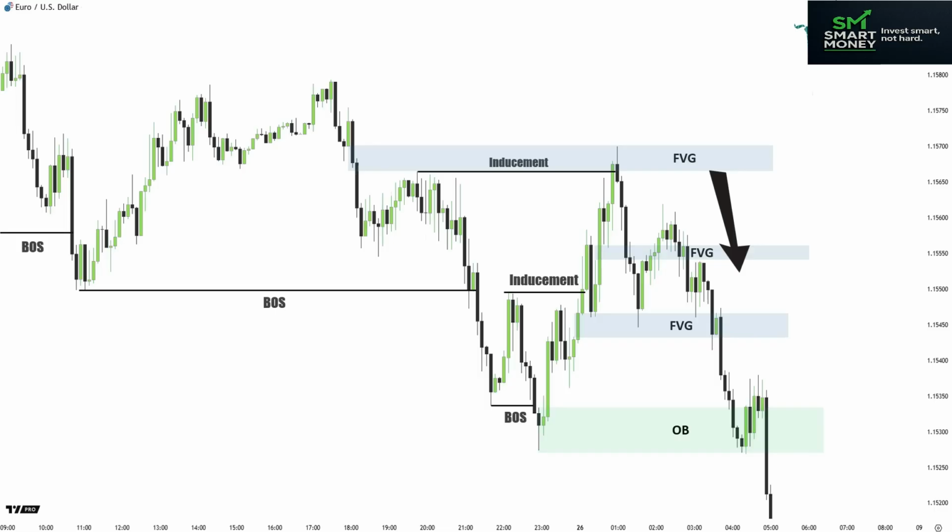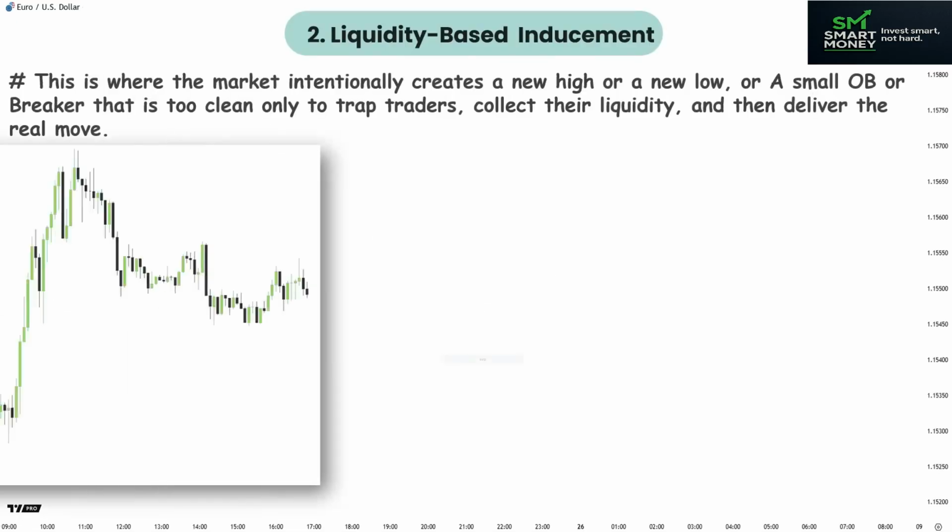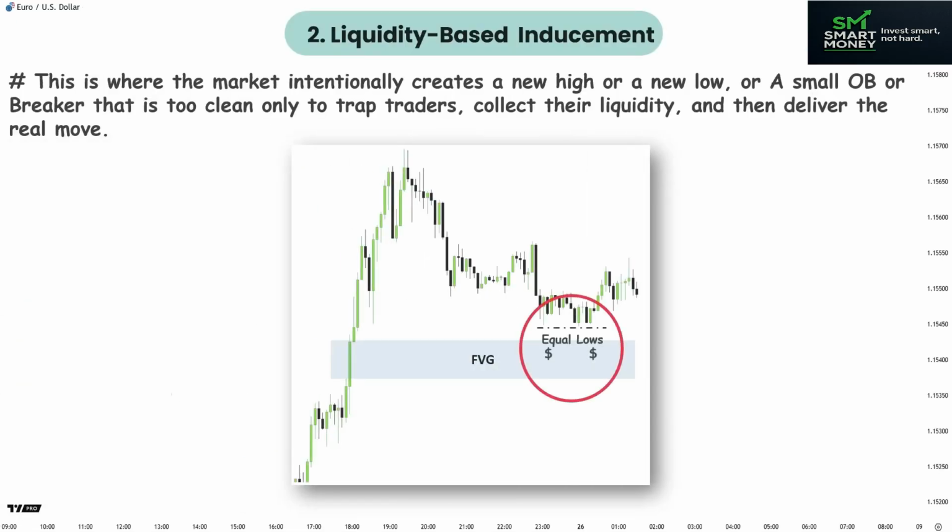This is one of the most common inducement scenarios in the market, and thousands of traders step into this trap every day. Now let's continue with the second type of inducement. But before we continue, the liquidity-based inducement is the most common type of inducement. This is where the market intentionally creates a new high or a new low, or a small order block or breaker that is too clean, only to trap traders, collect their liquidity, and then deliver the real move. And this happens every single day on every pair, on every time frame.